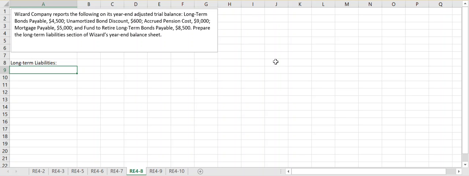So when we're looking at this, some things to calculate in terms of what won't be included in here. The fund to retire long-term bonds payable is actually included in the investment section and is not included as a long-term liability on the balance sheet. So that one would be in a different area of our balance sheet, specifically again in the investment section. So we're going to start with our long-term bonds payable.